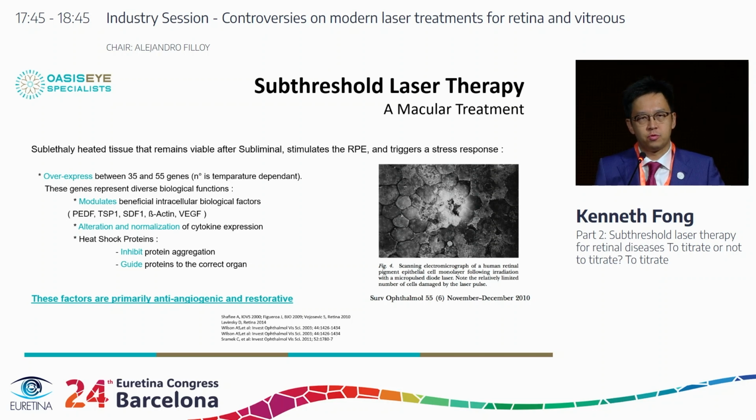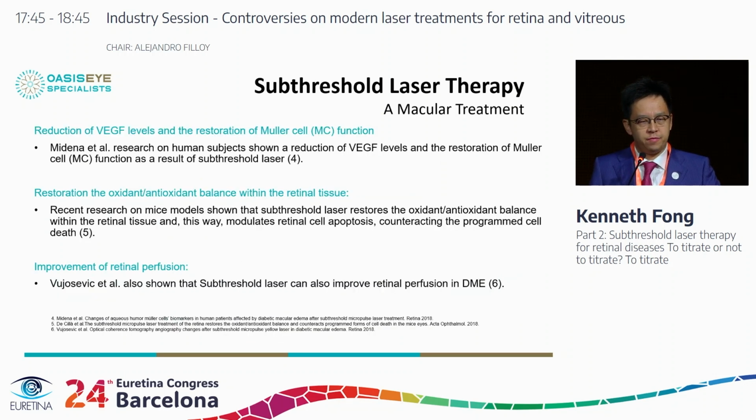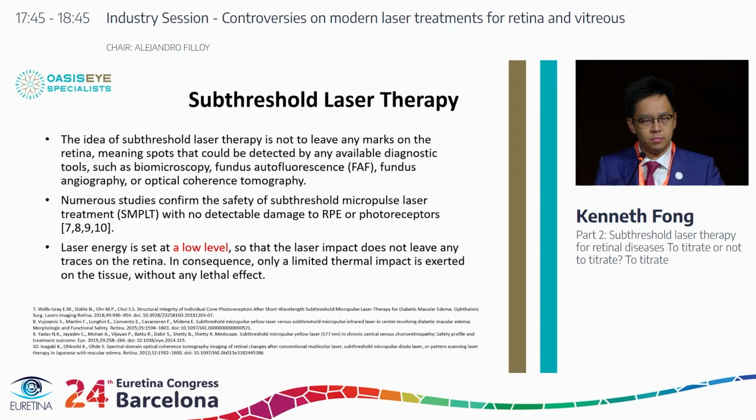Both Alejandro and Marco have also shown that when you trigger the RPE cell, you get an increase of heat shock proteins that help normalize the pathogenic retina, and it is anti-angiogenic and restorative in nature. So there is a reduction of VEGF levels and restoration of Muller cell function, widely shown by many basic science studies, as well as in animal tissue. And also, Stella Vujosevic has shown that you can improve retinal perfusion after performing subthreshold laser in patients with diabetic macular edema.